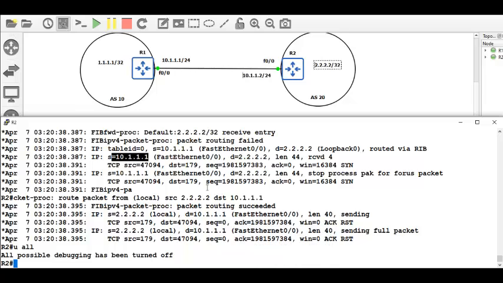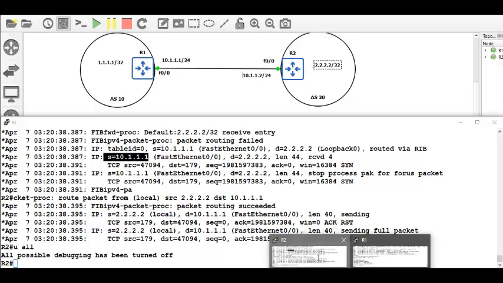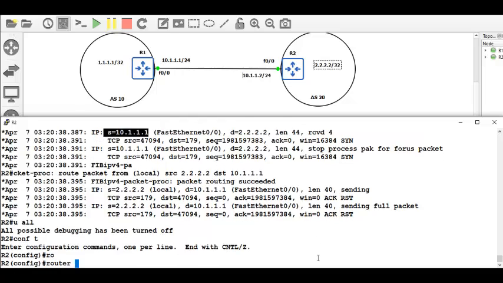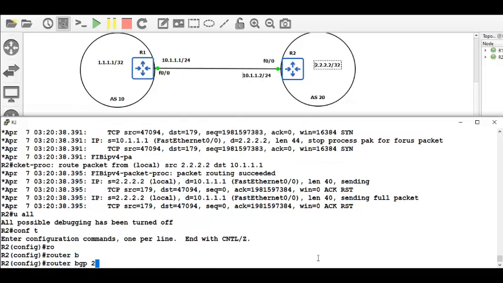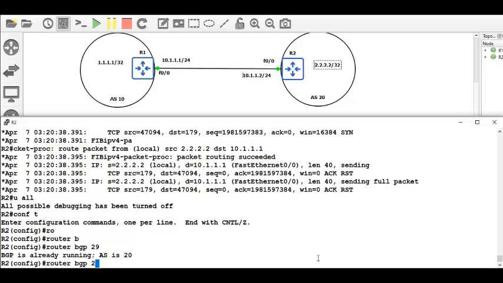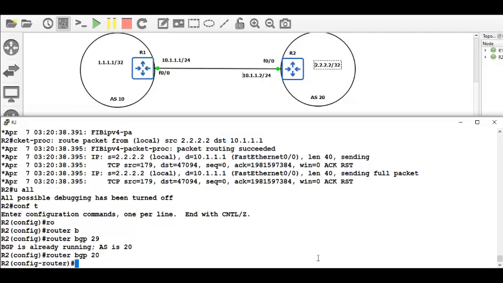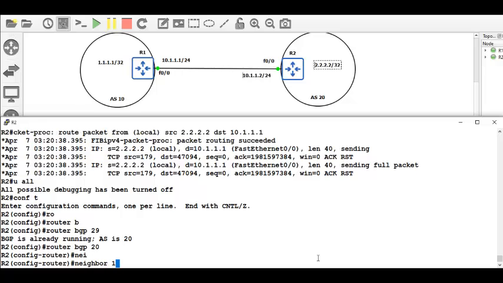The packet should come from 1.1.1.1, but it is coming from 10.1.1.1. How do you change the source address? By using this command, update source. Router BGP 20, neighbor 1.1.1.1 update source. Use the loopback interface address to solve the problem.